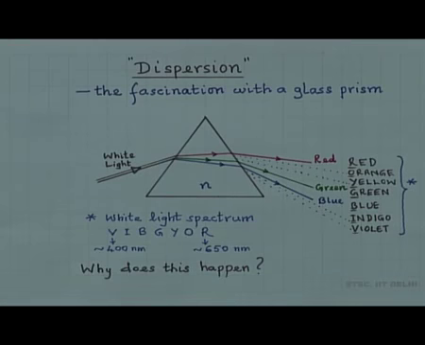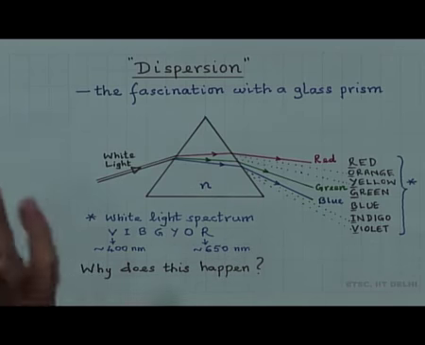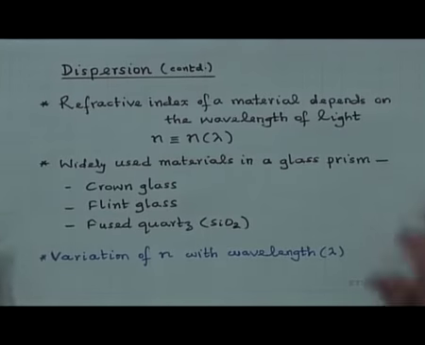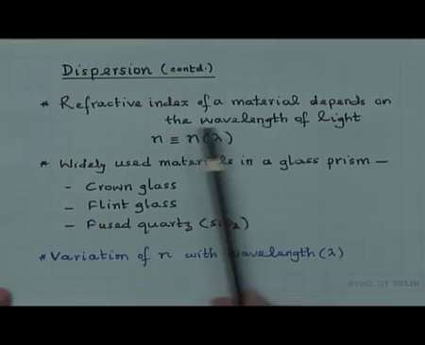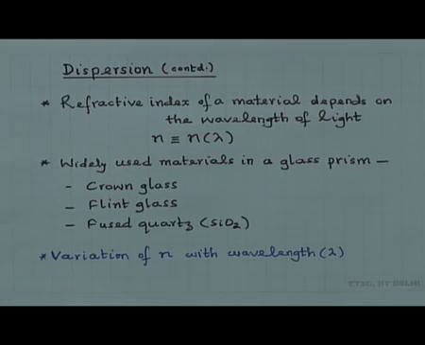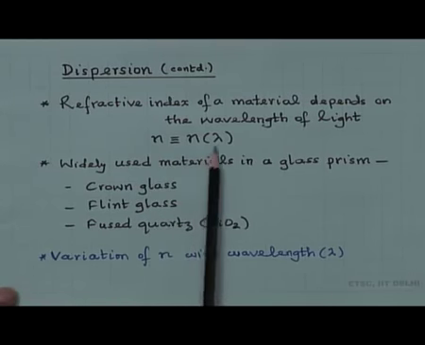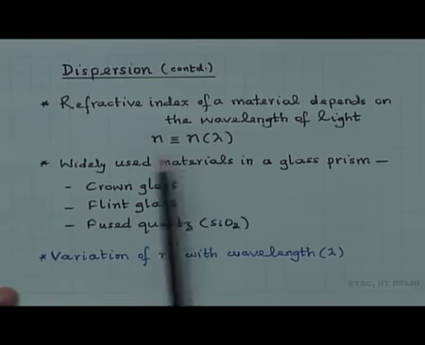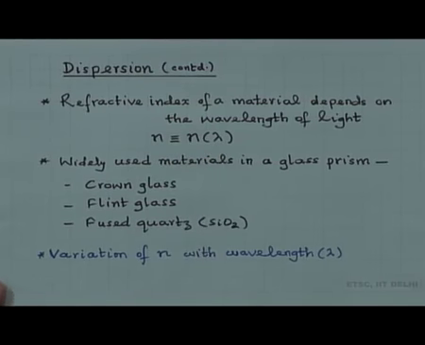Now, why does this happen? Why does dispersion happen? Let us discuss this in a little bit of detail. Dispersion happens because the refractive index of a material depends on the wavelength of light, that is, n is a function of lambda.